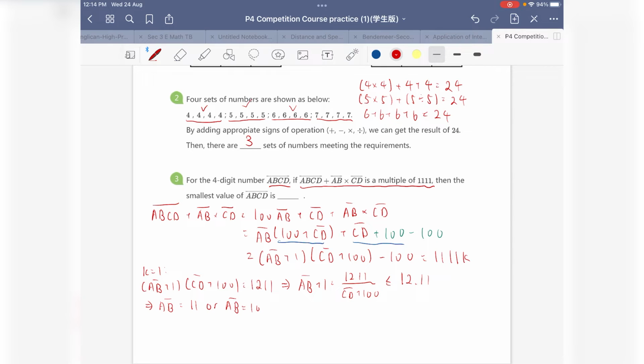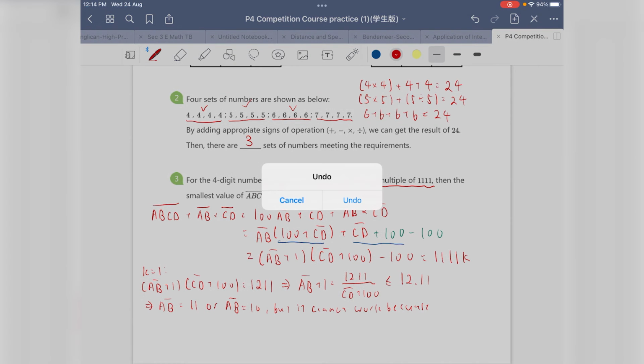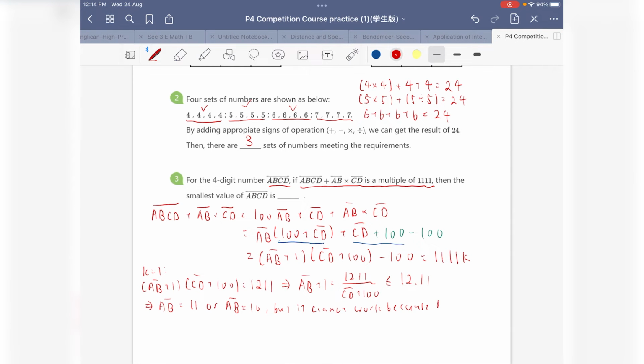But this is not the case, right? Because neither 12 nor 11 are factors of 1211. So that is the problem with k is equal to 1.